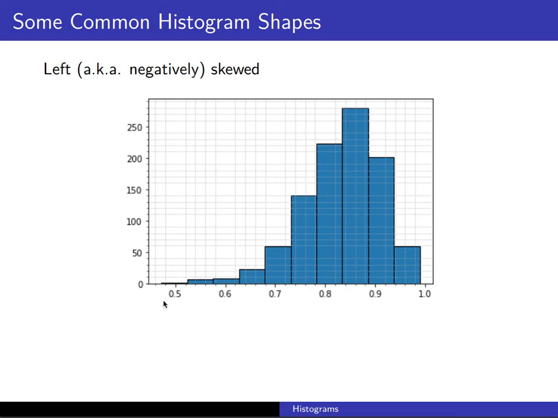Again, going to the left is towards the negative values if you think of the x-axis. So again, skewness refers to the tail. Here we have most of our data tailing off to the left, or negatively skewed.